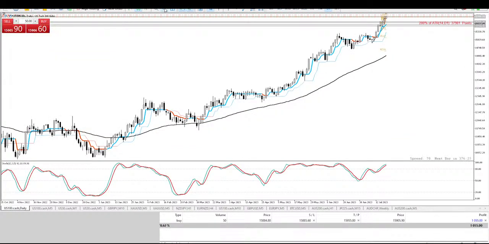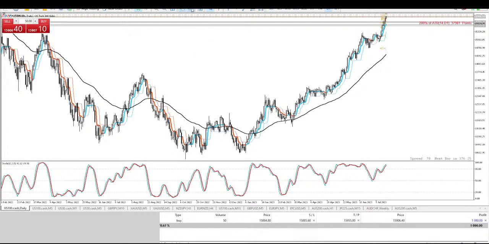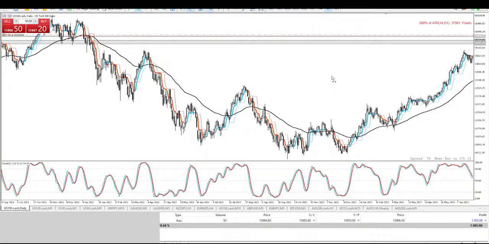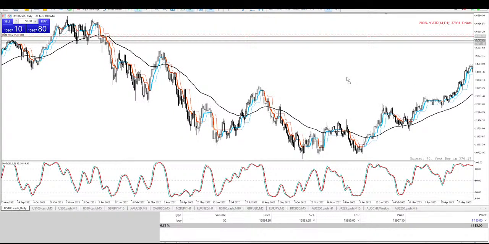Just trying to see where the level was again for the daily. Yeah, it's right about where my take profit is right now.